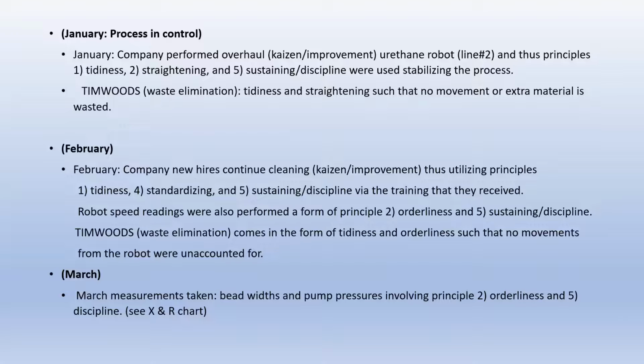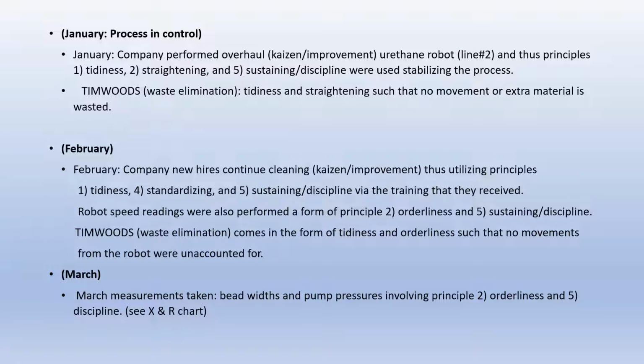All right, so let's go through this month by month to see exactly what happened. By January, the company performed an overhaul, right? It's Kaizen improvement of urethane robot line 2, and thus the principles of tidiness, straightening, sustaining, and discipline were used, stabilizing the process. In terms of TIM WOODS, waste elimination, tidiness, and straightening such that no movement or extra material is wasted.